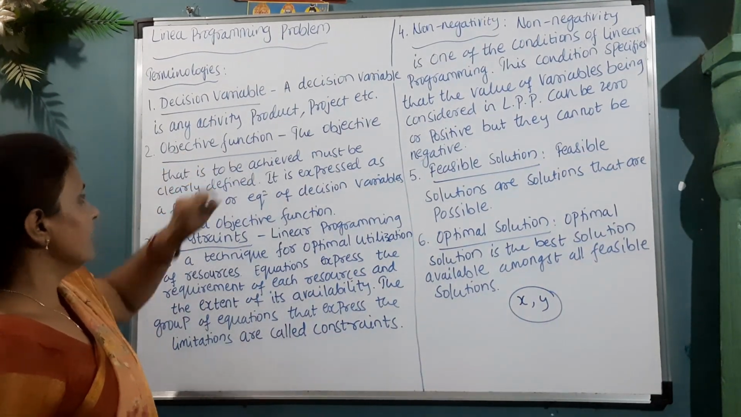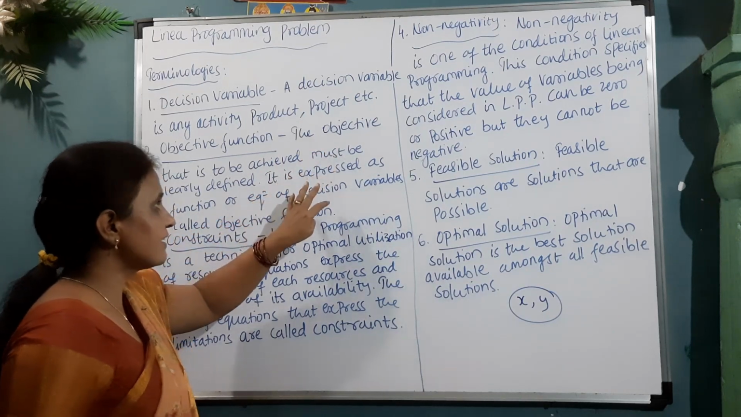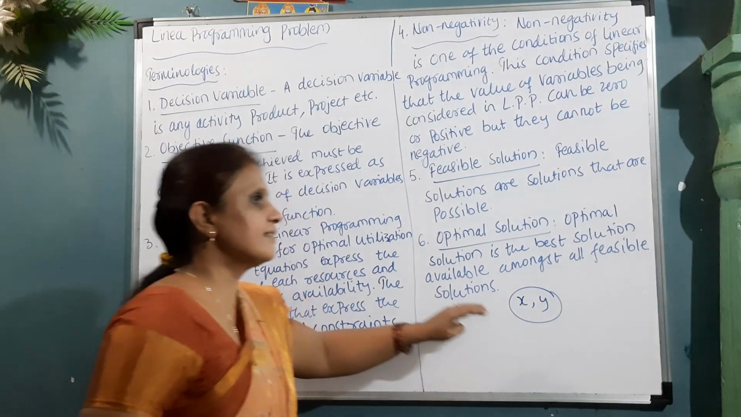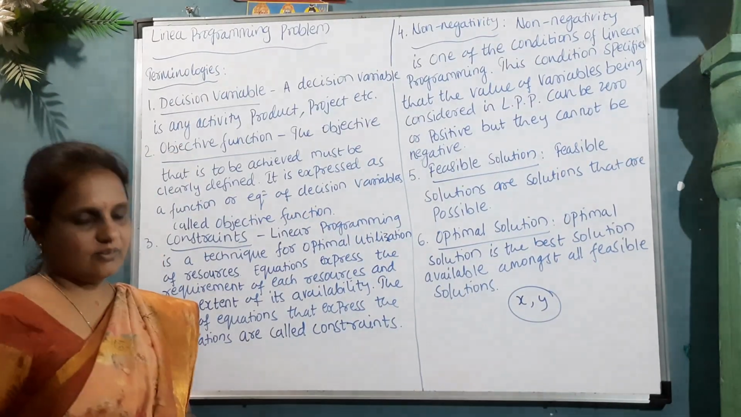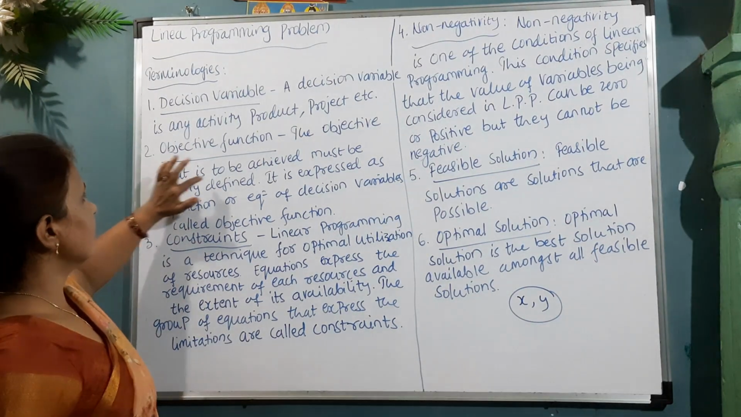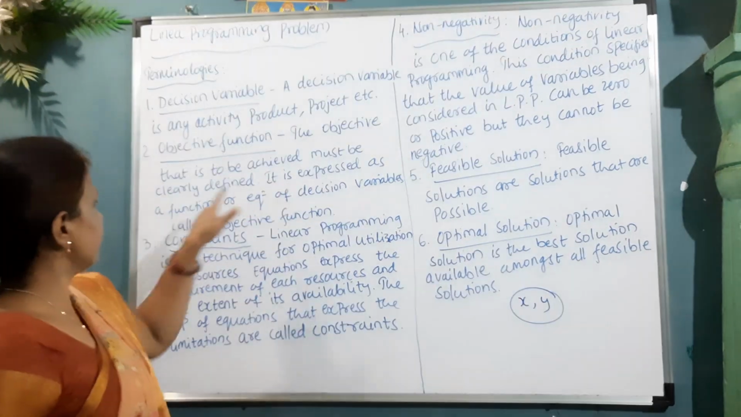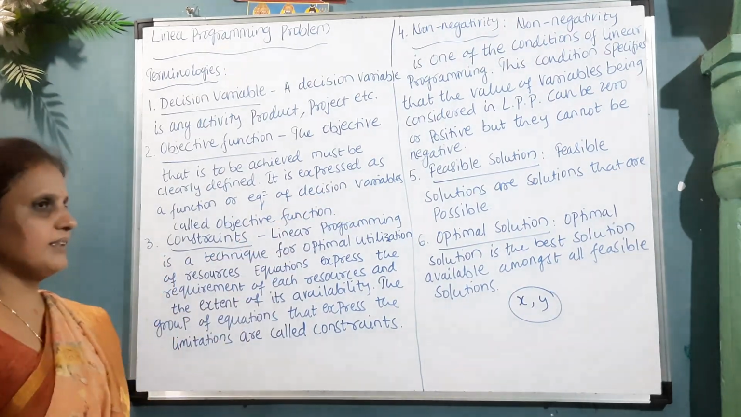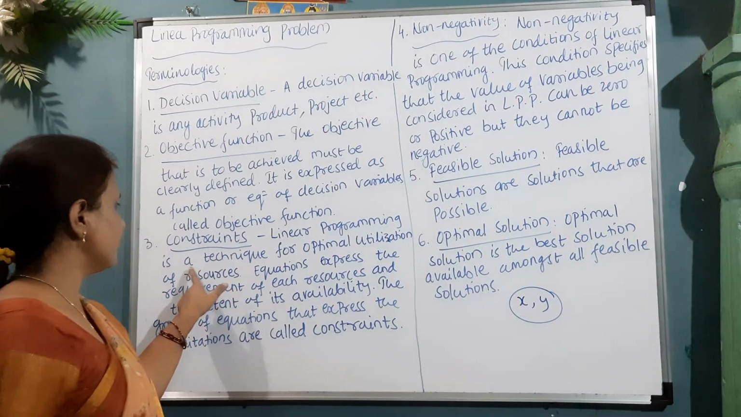Objective function. The objective function is an equation expressed using decision variables to get a proper result. The objective function that is to be achieved must be clearly defined. It is expressed as a function or equation of decision variables.